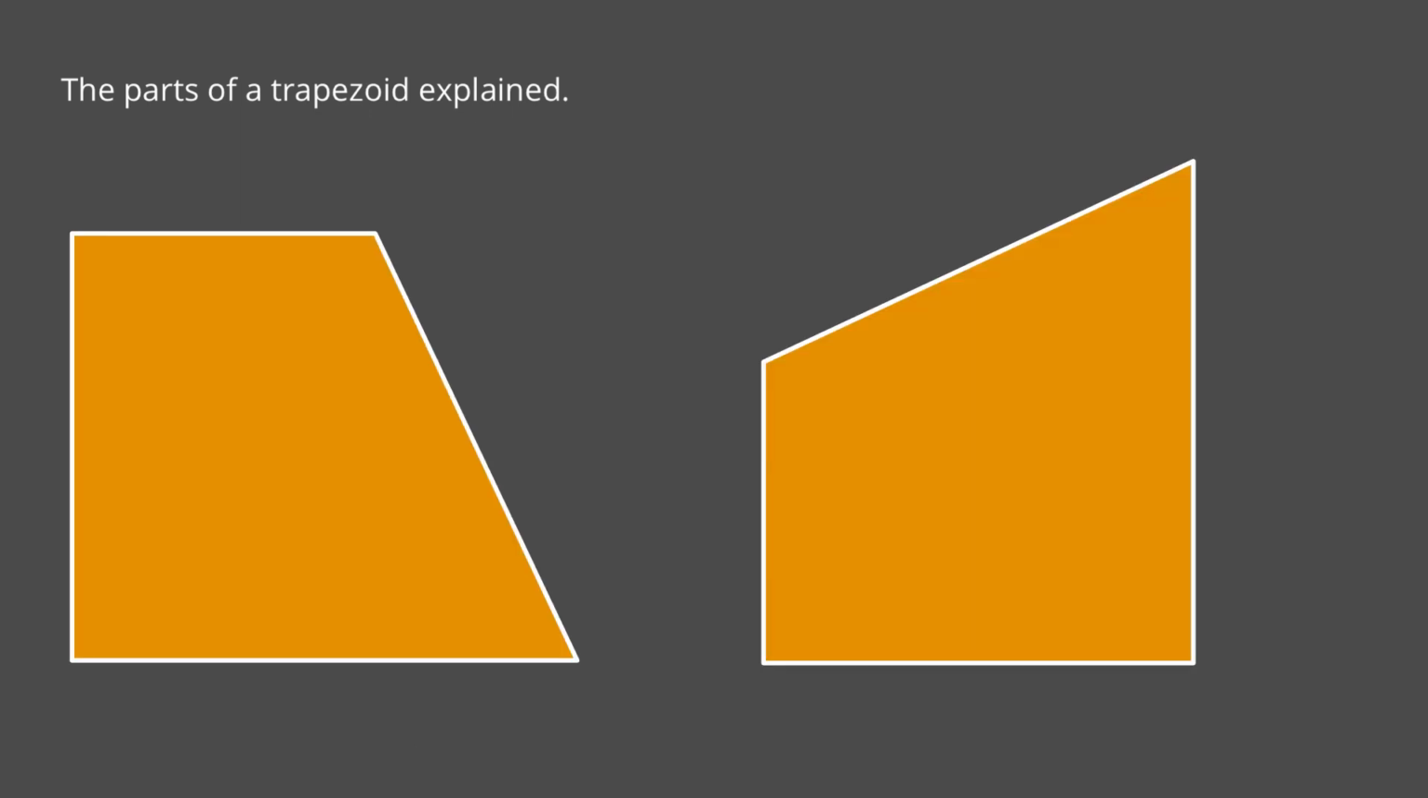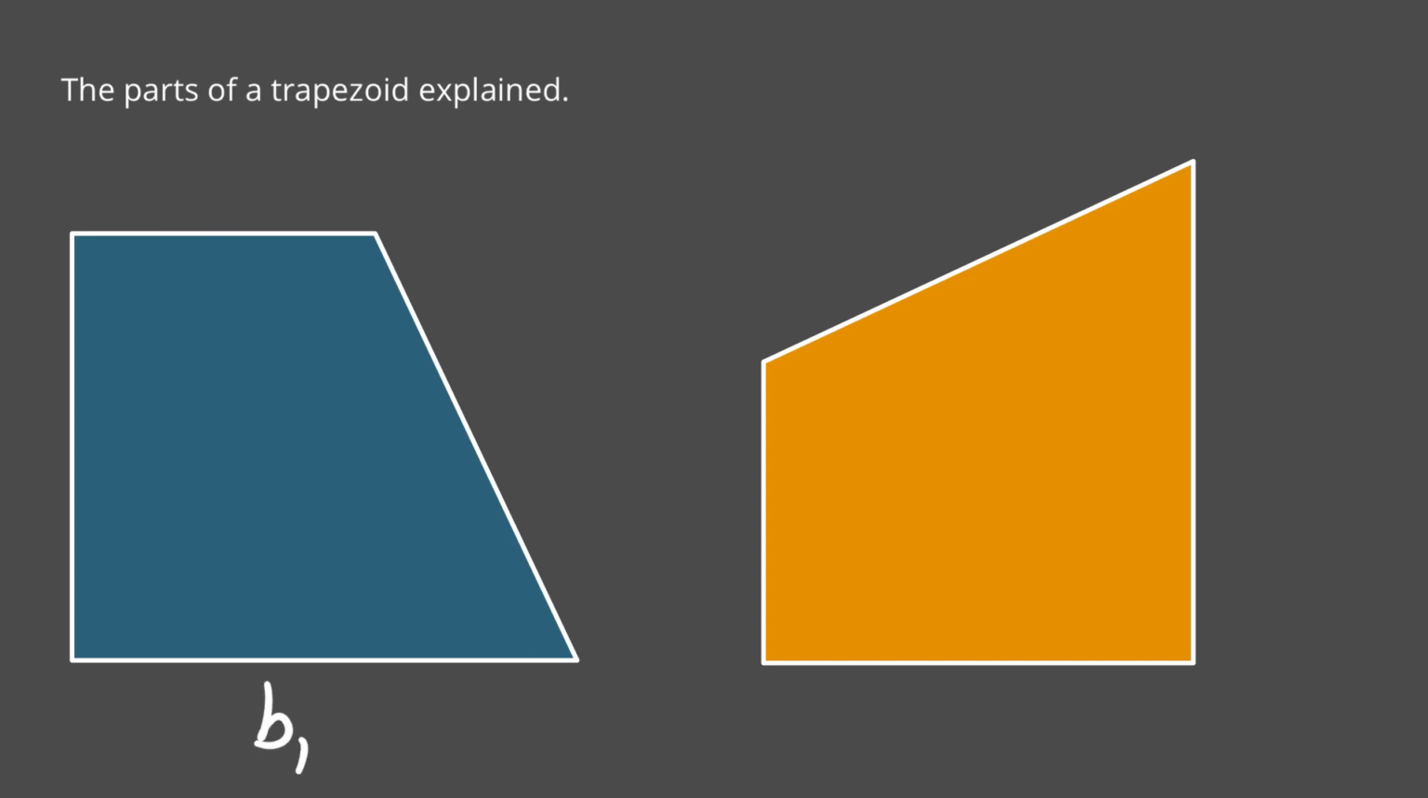Here are two more examples of trapezoids. You'll notice that the shapes are fairly different, and the left one is actually the same as the right one, just rotated. Looking at the left shape, which we will color slightly differently, let's color it blue. Looking at the blue shape, we can identify the bases as base 1 and base 2 because they are parallel to each other, and the height as being the left side h because it is perpendicular to both of the bases.